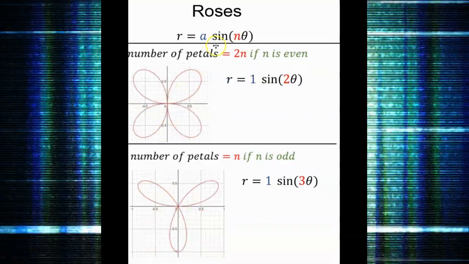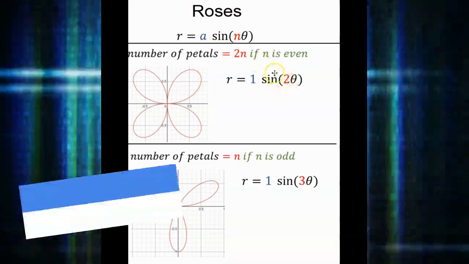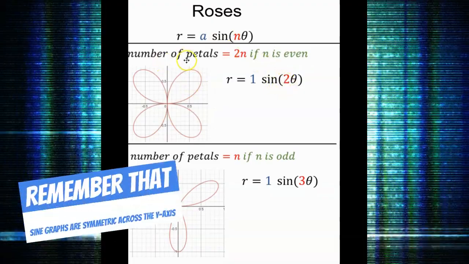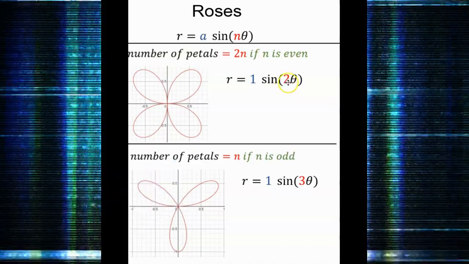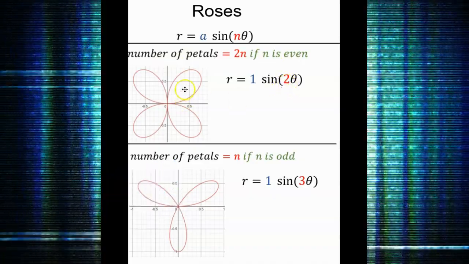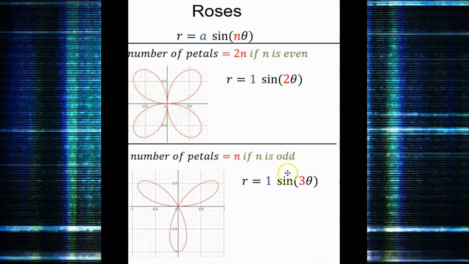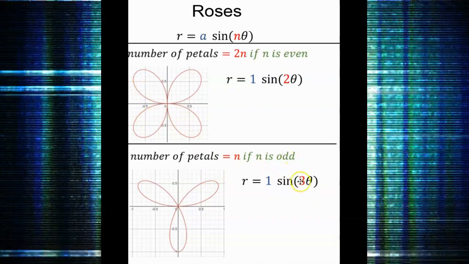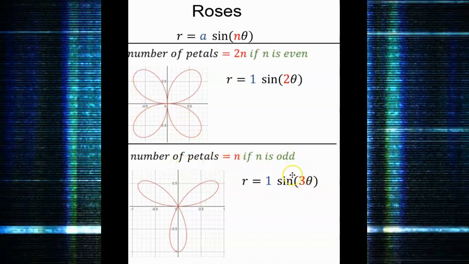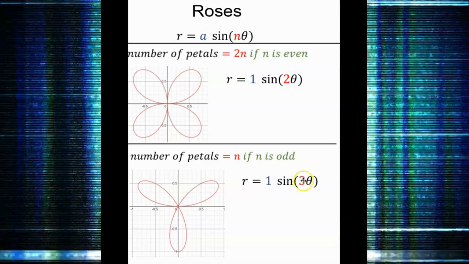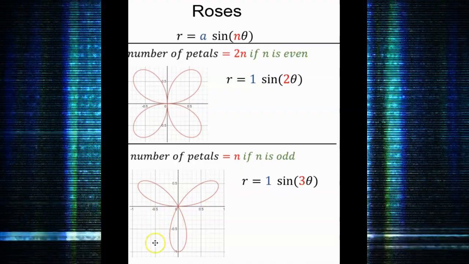So it doesn't matter if we're dealing with sine or cosine, it's going to be the same situation. Here again we have 2, and that's even, so we're going to multiply that by 2, gives us 4, and again that means that we have 1, 2, 3, 4 petals. In this case N is odd because it's 3, and we're not going to multiply by 2, we're going to keep the same number, so 3 means that we're going to have 1, 2, 3 petals.